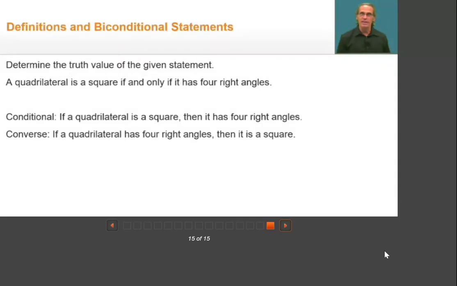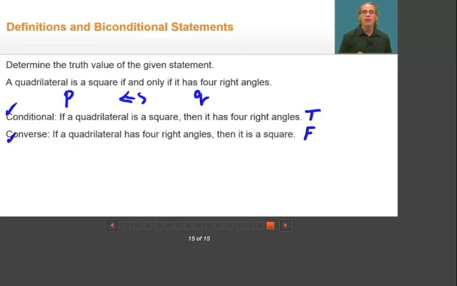Determine the truth value of the given statement. A quadrilateral is a square if and only if it has four right angles. Now, let's determine the truth value for the two conditional statements. First, P implies Q. This is going to be true. If a quadrilateral is a square, then it does have four right angles. But for Q implies P, the converse, if a quadrilateral has four right angles, then it is a square. This isn't true. This is false.